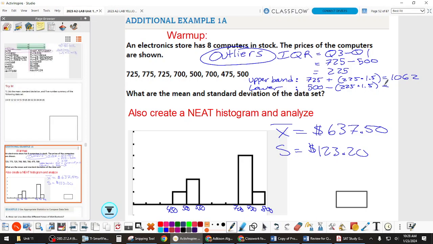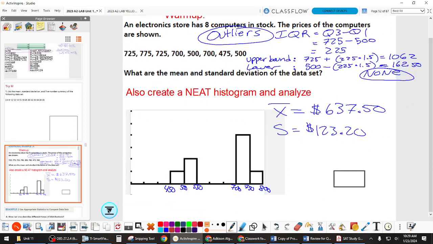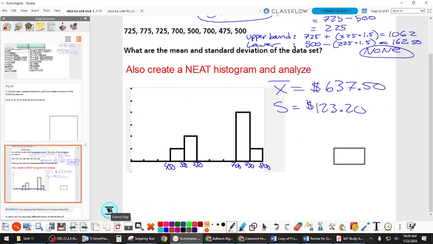$162.50. All right, well, at least we know where our outliers should be. So none in this case. Center. So we've done SO, now we're at C for center. In this distribution, which should we use? Should we use mean and standard deviation to analyze center, or should we use median and IQR? What do you guys think?